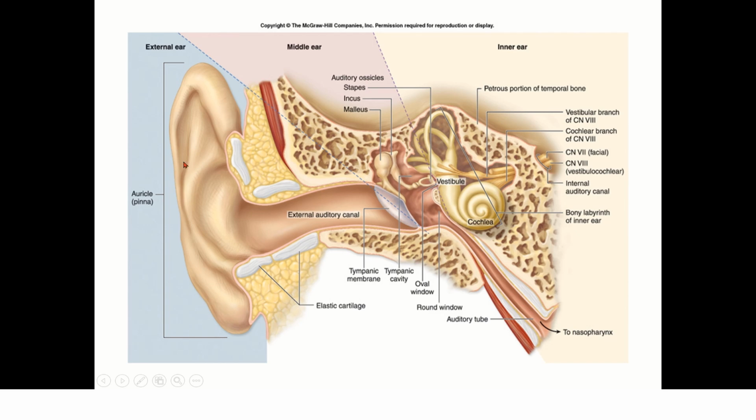Here you can see this is the external ear, this is the auricle, this is the external auditory canal. Here you can see the tympanic membrane. These are the ear ossicles, and this is the internal ear, the cochlea, the vestibule, and the semicircular canals. You can see here the vestibulocochlear nerve.